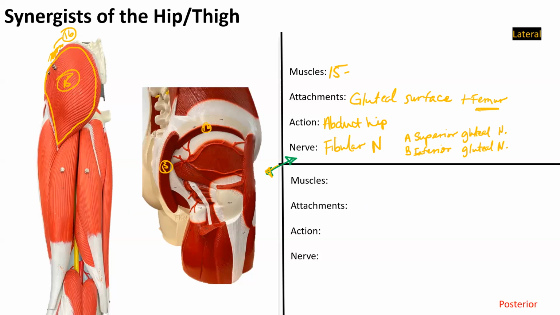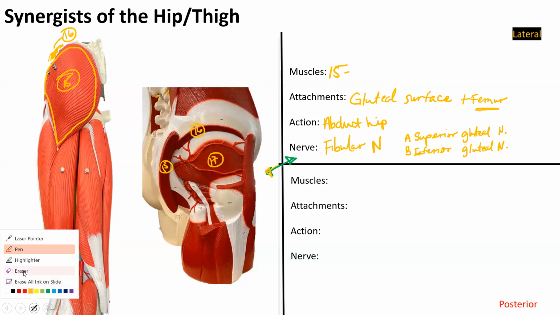I like to use this large torso model here, because you can see how there's a superficial layer, a middle layer, and then a deeper layer right there. So 15 and then 16. And that leads to number 17. Oh, I forgot my A's and B's. Damn.